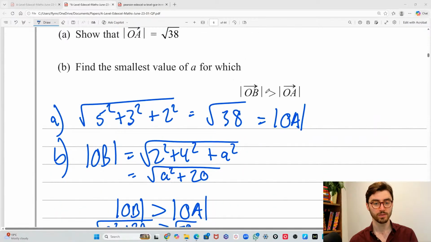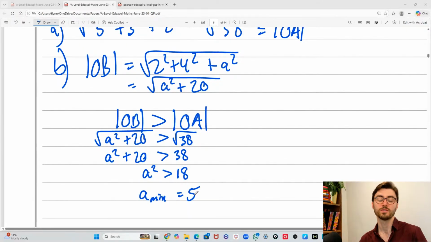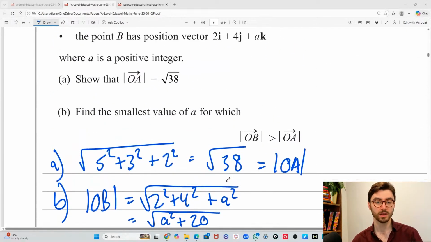Find the smallest value of A for which that is true. I'm just going to try plugging in. So the smallest value of A is 5. So I'll try 4 and I'll try 5.